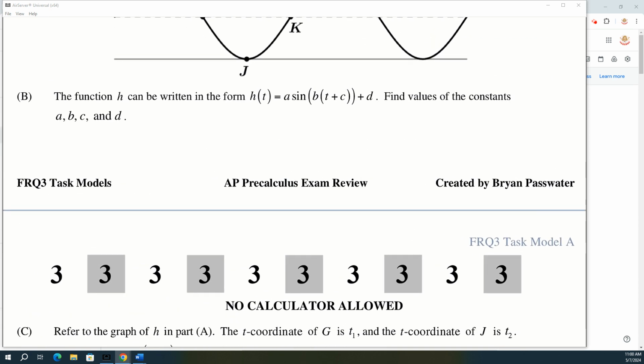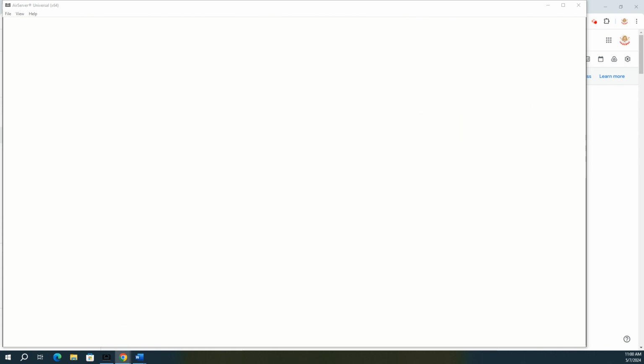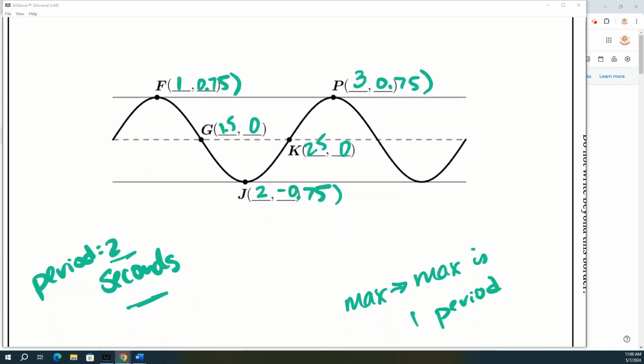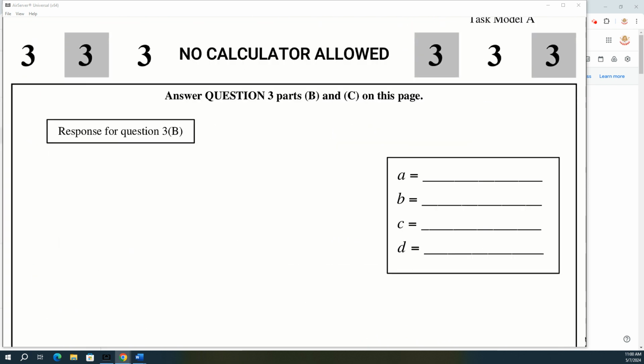is that a function h can be written in the form of h of x equals all that with a sine. We're going to find the values of a, b, c, and d. So looking at what we have, do we already know what a is? I know it's been a while since we've done this, but 0.75. It should be the height, the distance between the middle and the max is going to be 0.75.